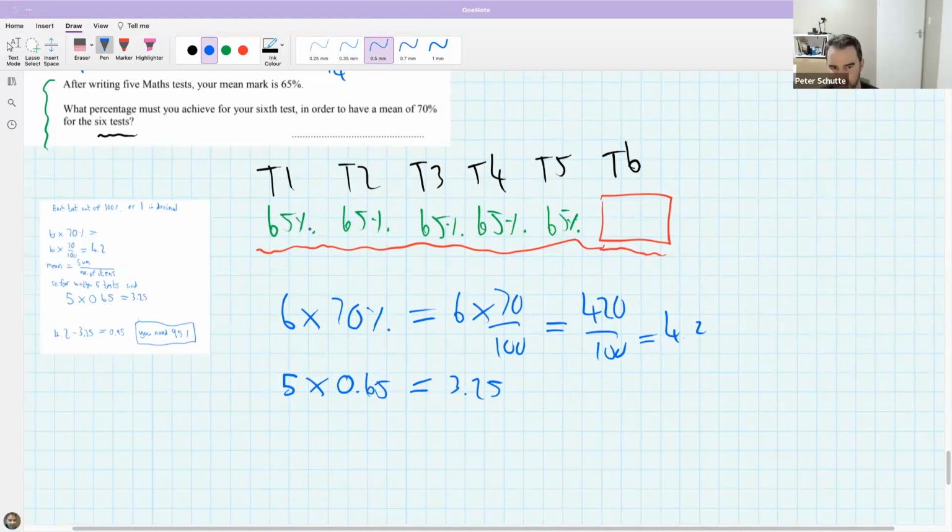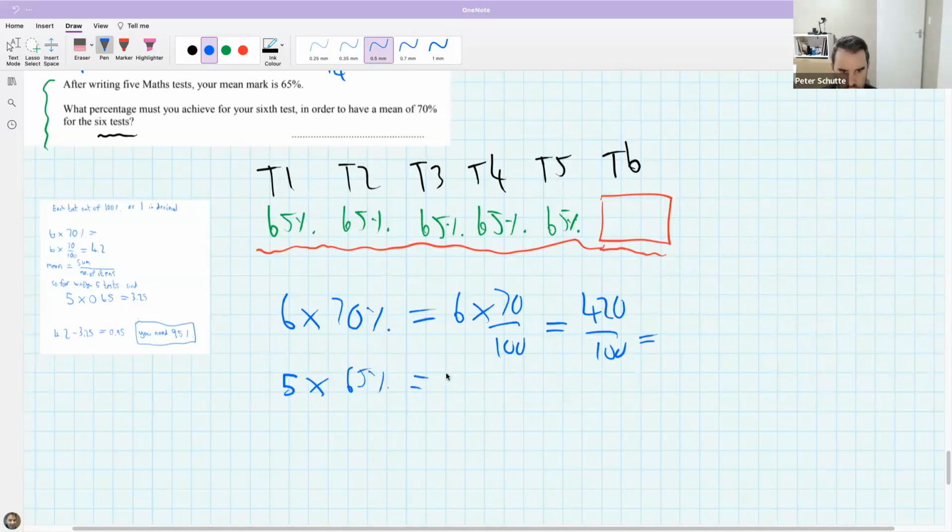Let's imagine each test is out of 100. I need to end up, so if each test is out of 100, I need to end up with 420 out of 100. How much do I have after 5 tests? Remember, I need to get to 420 points. Let's put it that way. If each test is out of 100. At the moment, if I do this, how much have I got to?